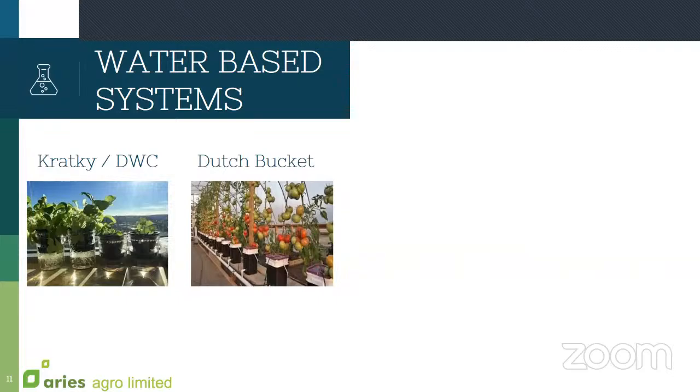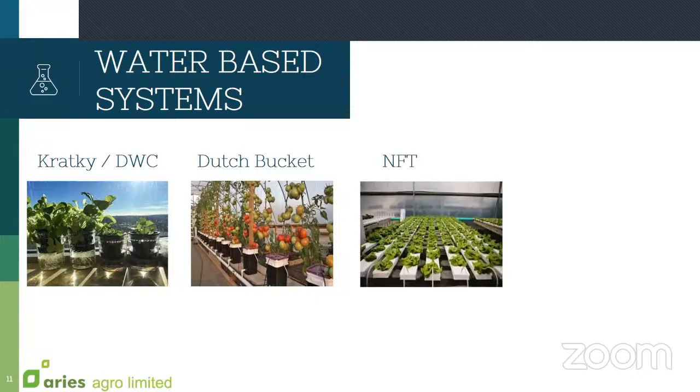The second water-based system is the Dutch bucket system. In this, you have your plants in buckets and you have your nutrient solution flowing through it. Excess solution gets drained and there is an outlet which collects all the excess solution and takes it back to the main tank. So it's basically a cyclic system. You have a nutrition tank and from there you are pumping the water to all the buckets. Excess water is collected back from a pipe and again comes back to the main tank. So that's the Dutch bucket system, which is a circulatory type of system.